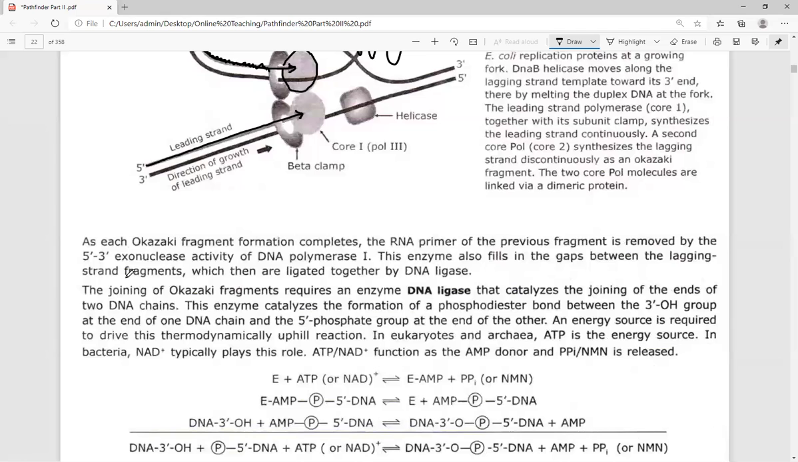See this, as each Okazaki fragment is being formed completely. If you have any doubt, you can send me a message.